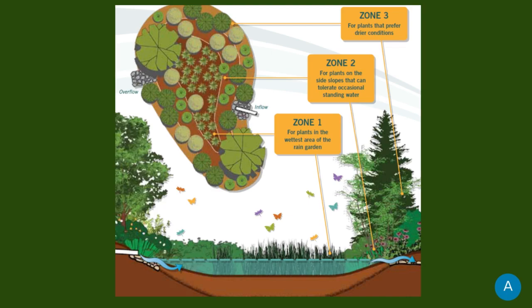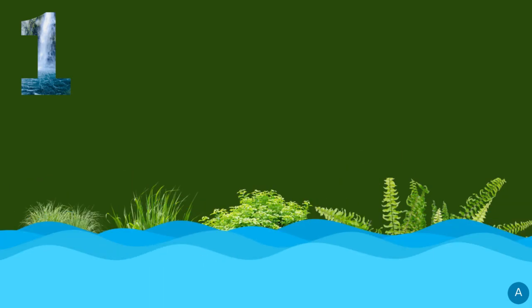So the zones of a rain garden: zone 1 is going to be the wettest area, zone 2 is going to be the slopes that occasionally will be flooded, and zone 3 is for plants that prefer drier conditions. Zone 1, the bottom of your rain garden, the wettest area. Plants should be able to tolerate standing water for up to 3 days. Rain gardens are designed to filter water in a 2 to 3 day period.